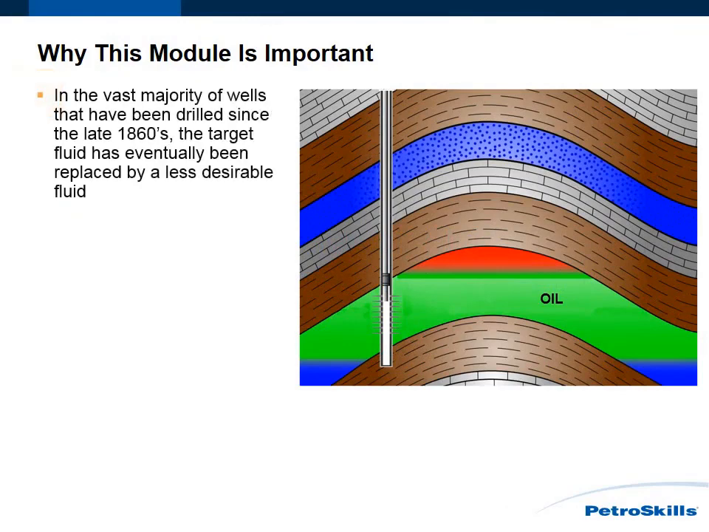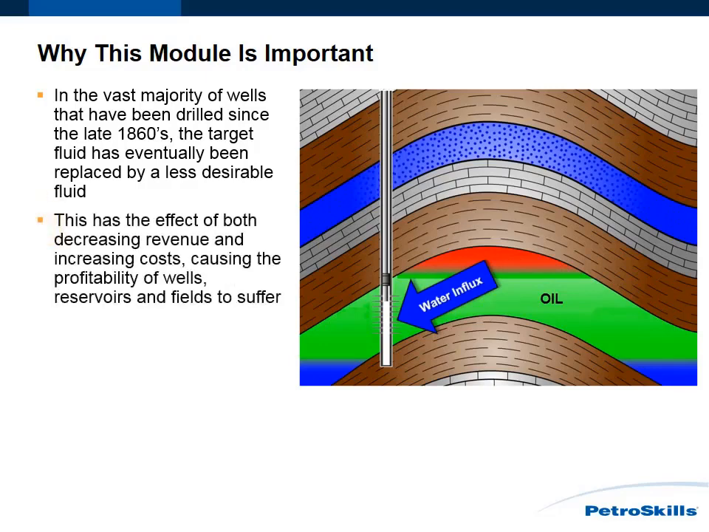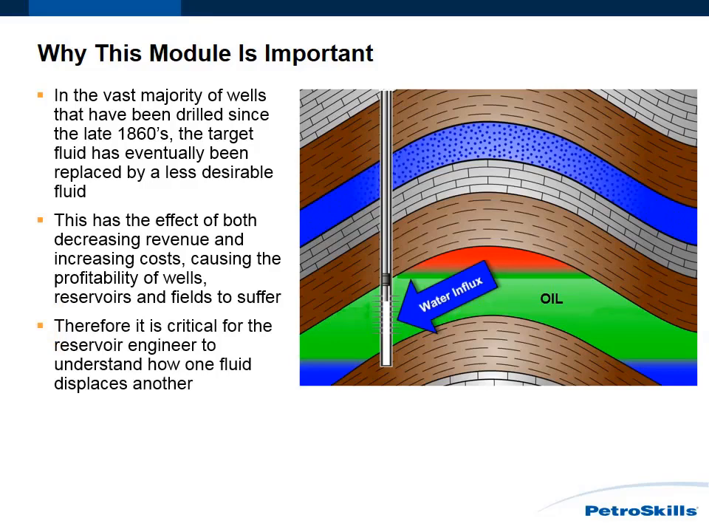In the vast majority of wells that have been drilled all over the world since the late 1860s for the purpose of producing hydrocarbons, the target fluid, such as oil or gas, has eventually been replaced by a less desirable fluid, such as gas or water. This has the effect of both decreasing revenue and increasing costs, causing the profitability of wells, reservoirs, and fields to suffer. Therefore, it is critical for the reservoir engineer to understand how one fluid displaces another in the reservoir.